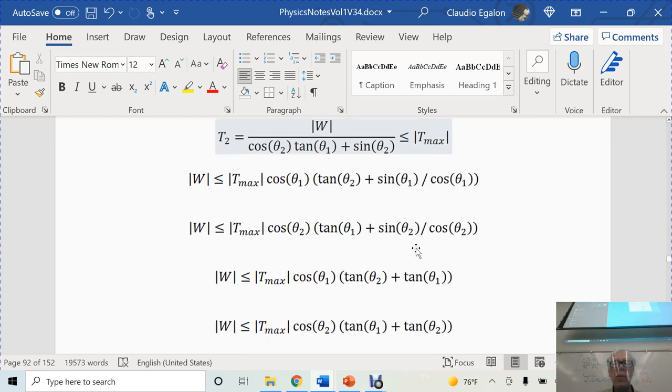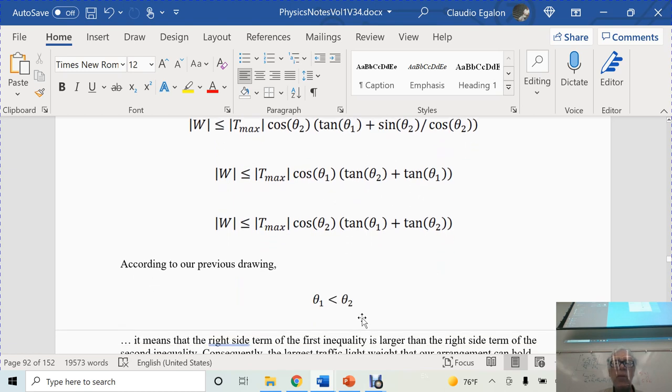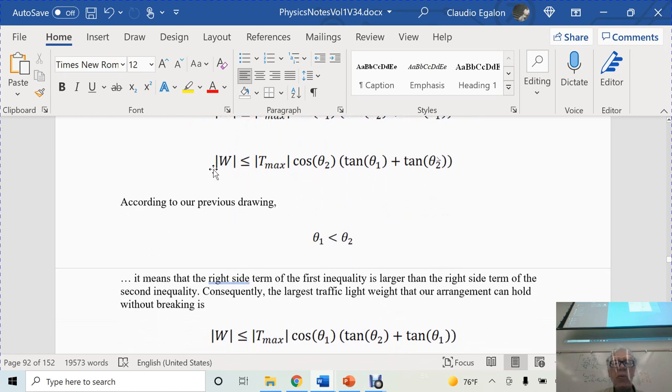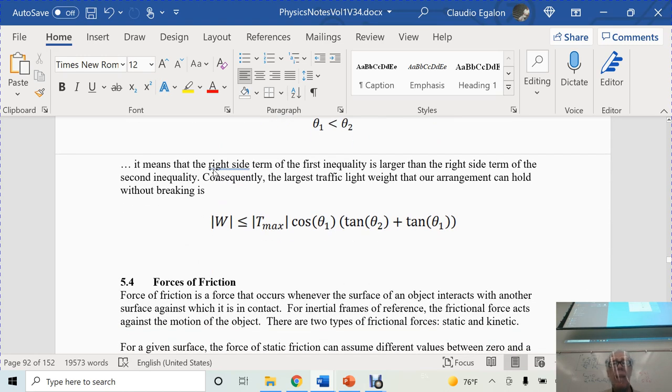So it's just a question of which term is going to be the greatest one, right? Because theta 1 is less than theta 2, this term is exactly the same term as this one, so the greater one is going to be this one right in here. Cosine is a decreasing function. So that's what we have for that.